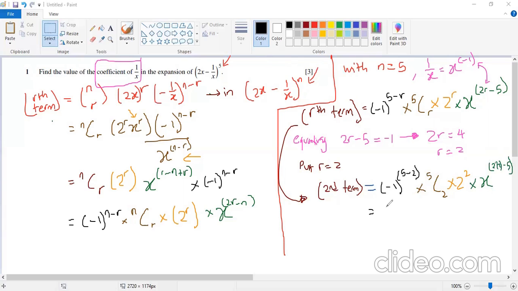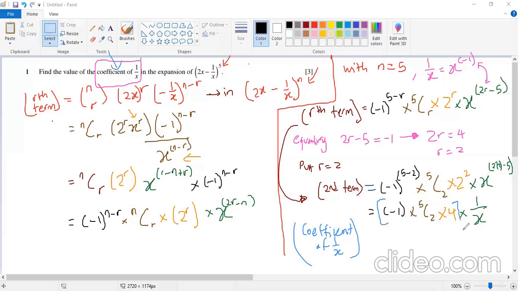Now let's simplify each part. Negative 1 to the power of 3 is just negative 1. Then 5C2, I'm going to write it first. And 2 squared is just 4. I just want to show that this part is the 1 over x. You'll notice this x to the power of 4 minus 5 is negative 1, so 1 over x. The coefficient means we skip everything and only choose the term without the 1 over x. So the coefficient of 1 over x is the constant in front of that. This is the number they want.